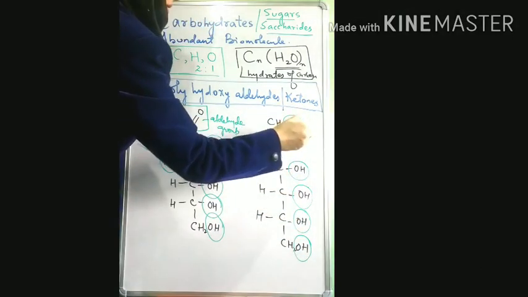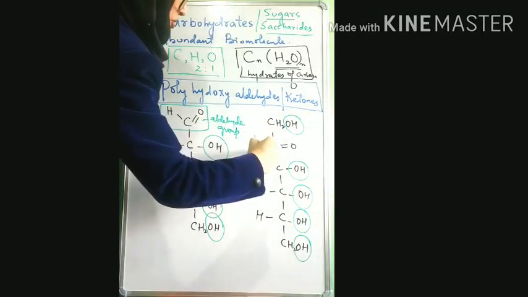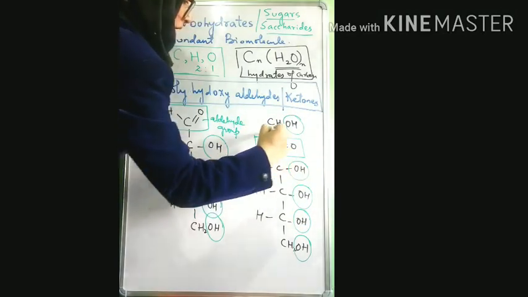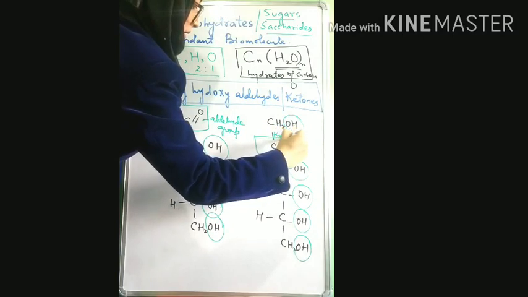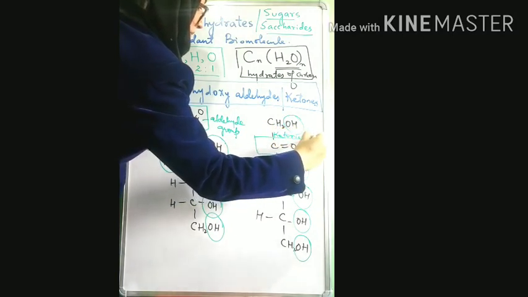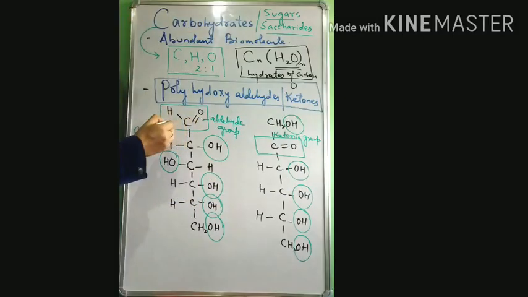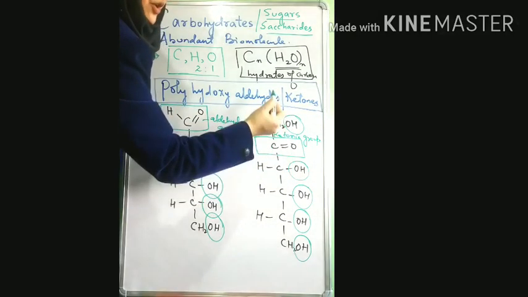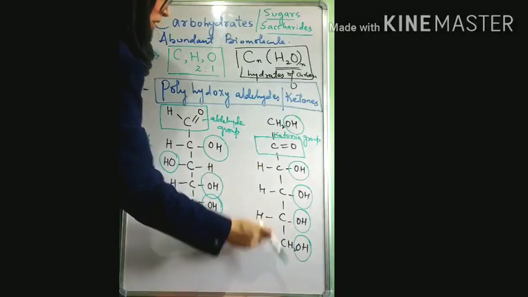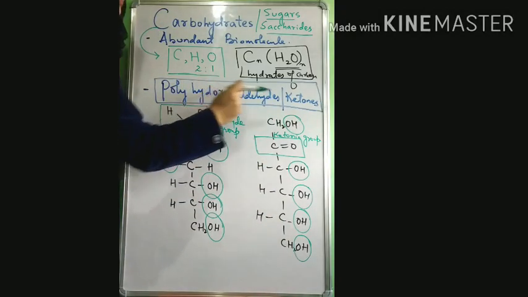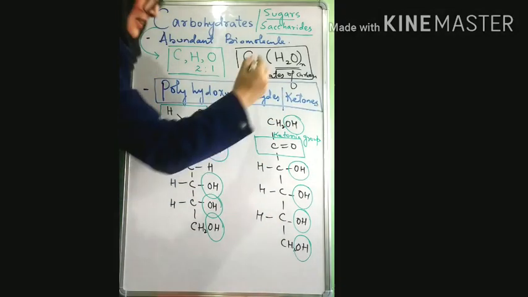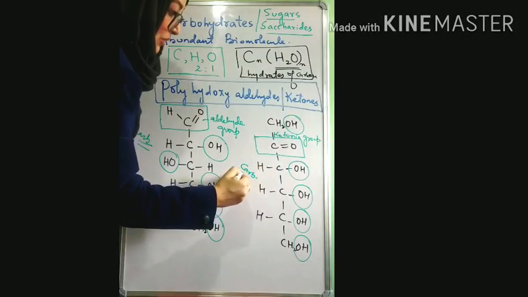So many hydroxyl groups. And which functional group do you have in this molecule? You have a ketonic group. Over here it was an aldehyde group, C double bond OH. Over here you have a ketonic group. What is this compound? A polyhydroxy ketone. This is also a carbohydrate.